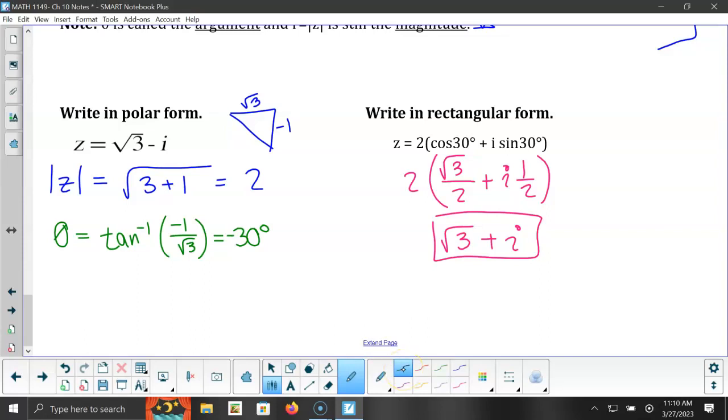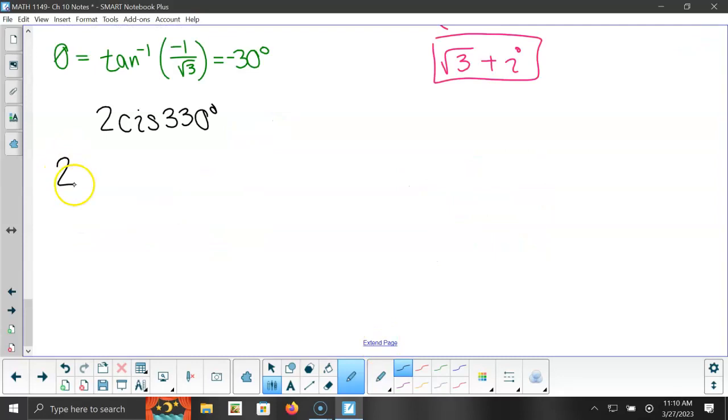So, radius, cosine, I, sine of 330 degrees. 2 cosine of 330 plus, and they might let you do it with parentheses, which does make your life a little easier. You'd have to expand it all the way out.